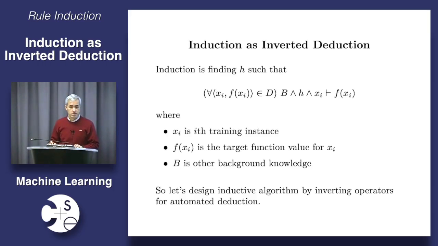Okay? So this is the general agenda of what we're going to do here. Right? Notice that what I have here is just a kind of deduction. It says, if I know this and this and this, then I can infer that. Right? In deduction, I go from B and H and Xi to F of Xi. The sense in which we're going to be inverting deduction here is that what I'm going to do is go from F of Xi and B to H. This really is, in a mathematical sense, a kind of inverse operation.